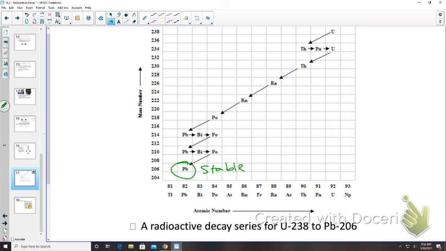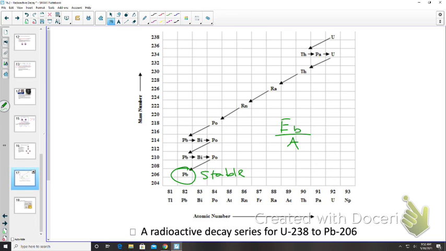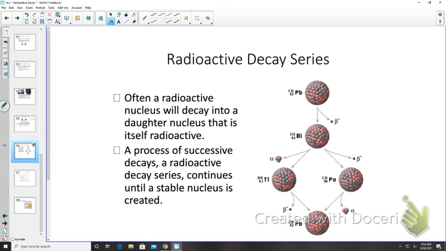And what do we mean by stable? Well, remember yesterday we talked about binding energies and binding energy per nucleon. Lead-206 will have a high binding energy per nucleon, so therefore it will be a little bit more stable. If it has a high binding energy per nucleon ratio, then it is more stable. So this is a radioactive decay series. I'm not expecting you to memorize the decay series for uranium-238, but I would expect you to be able to tell me what a decay series is.